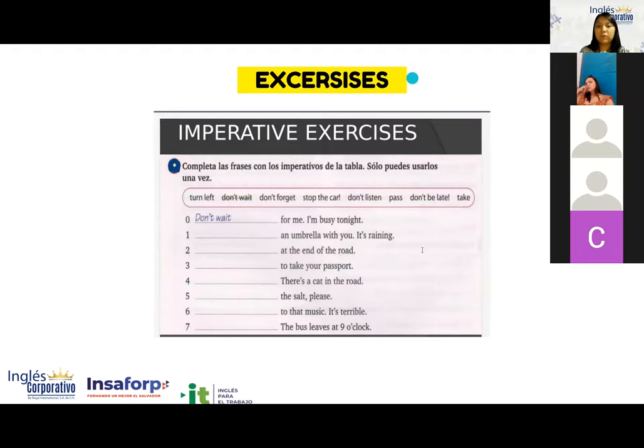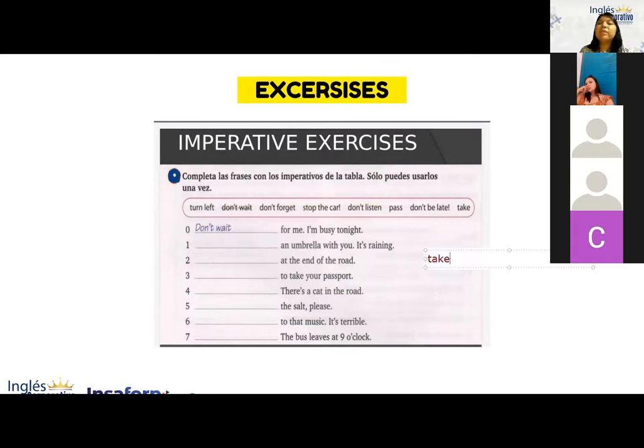Okay. Number one, which is the imperative that we need to use right here? Take. Okay. So, take. Can you please read the complete sentence, Carlos? Take an umbrella with you. It's raining. Excellent.